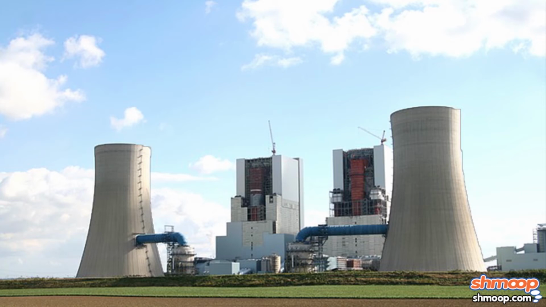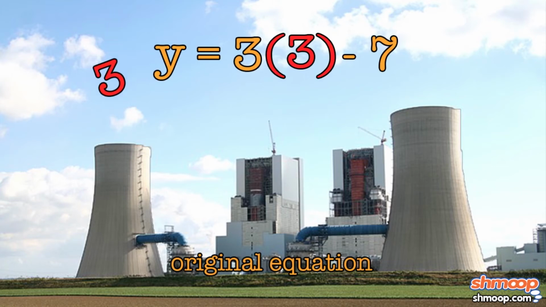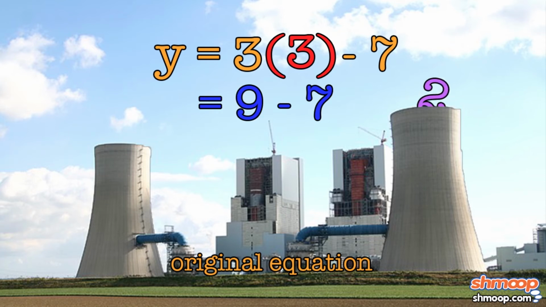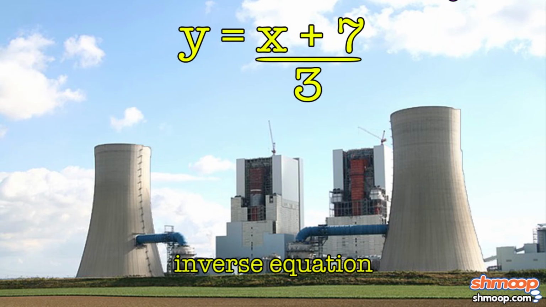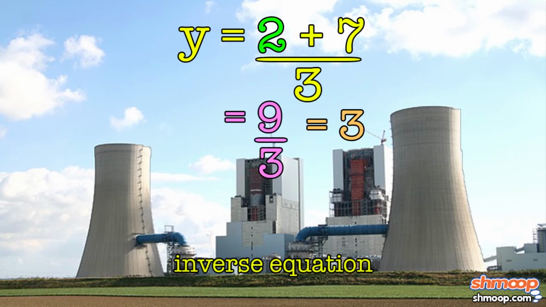We can test it out by plugging in some values. For example, if in the original function we plug in 3 for x, y would come out to 2. If our inverse is accurate, we should be able to plug in 2 for x and get 3 for y.